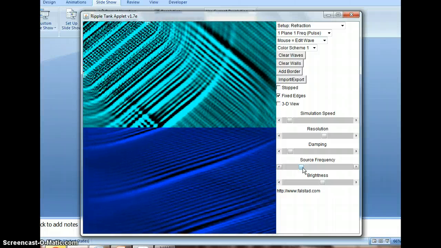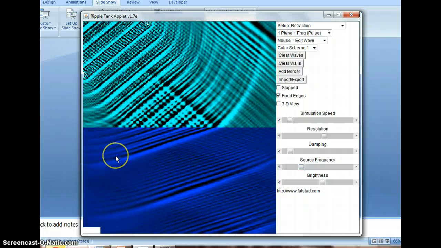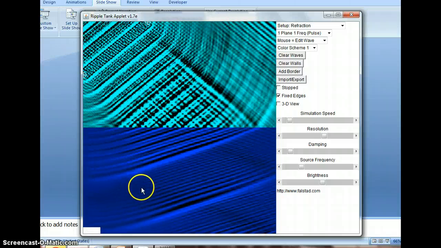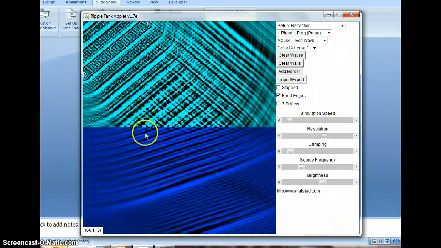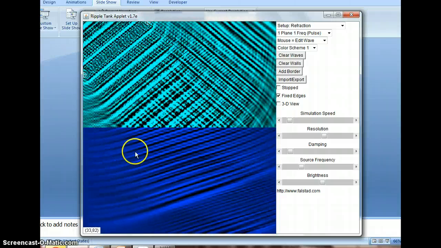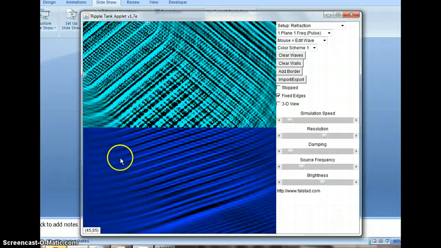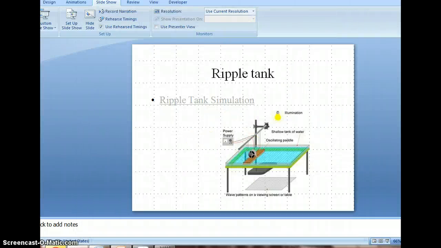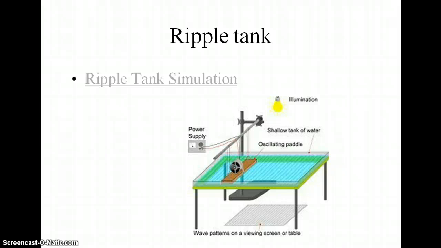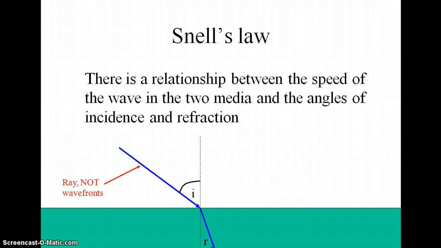As you can see, the waves, as they enter the shallow water, bend, and they get closer together. You'll notice also there's some reflection over here as well. But we're really concerned about these waves here that have slowed down, changed direction, and got closer together, so the wavelength has got smaller. Let's go back to here. So there is a relationship.